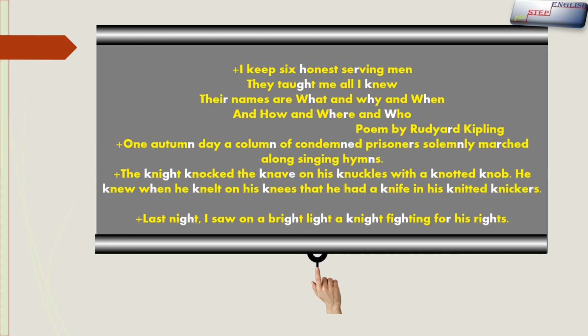One autumn day, a column of condemned prisoners marched solemnly along singing hymns. The knight knocked the knave on his knuckles with a knotted knob. He knew when he knelt on his knees that he had a knife in his knitted knickers. Last night I saw in a bright light a knight fighting for his rights.